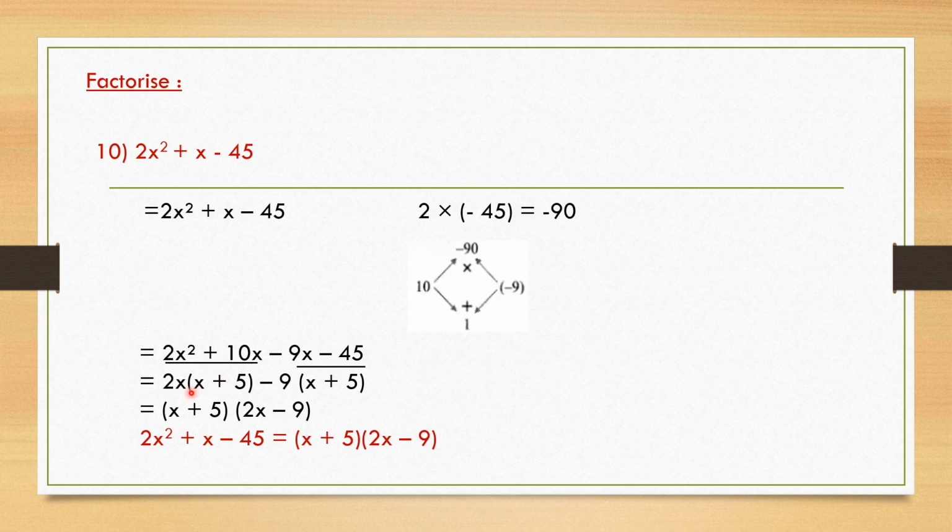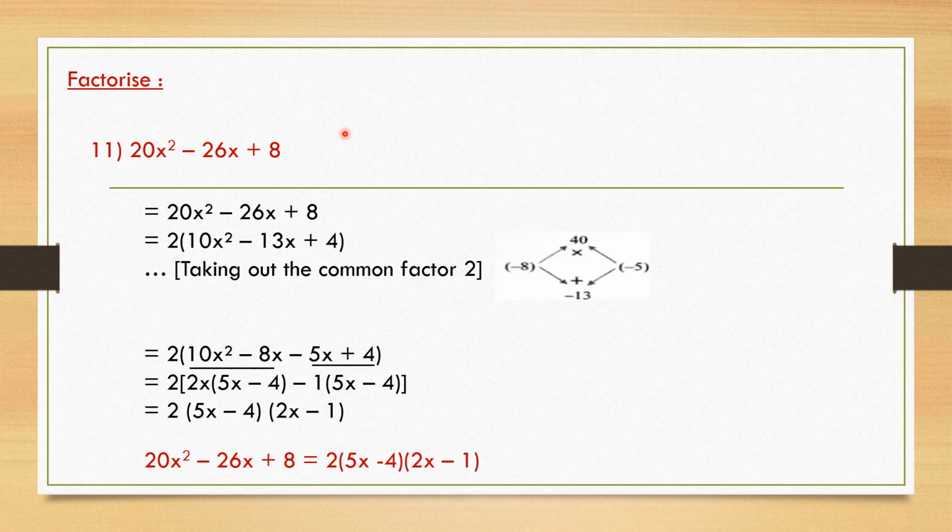In the first pair, you take 2x common outside. Inside the bracket, you will be left with x plus 5. And in the second pair, 9 is common. So minus 9 will be outside. And since minus is outside, this minus will change to plus. So you will have inside the bracket x plus 5. So your two terms, here we have x plus 5, we'll write it once, x plus 5. And then this 2x minus 9, we'll write it together. So our two factors are x plus 5 and 2x minus 9.